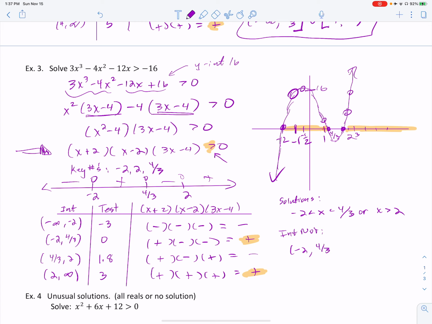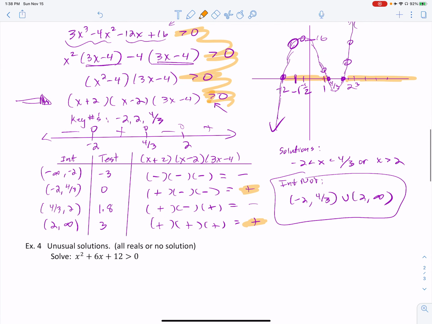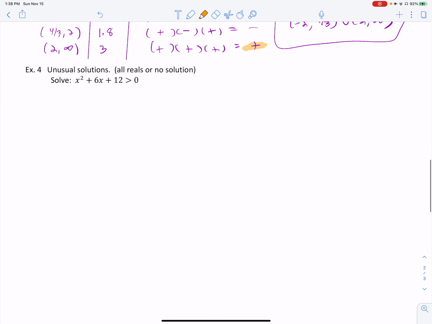So using interval notation, I'm going to have -2 to 4/3 union 2 to infinity. And so those are my solutions. You need this work to justify your answers. You need complete work. All of these greater than zeros as you work down need to be shown as you're working through that. Don't drop that part off. Be a stickler for those details as you work through your homework.